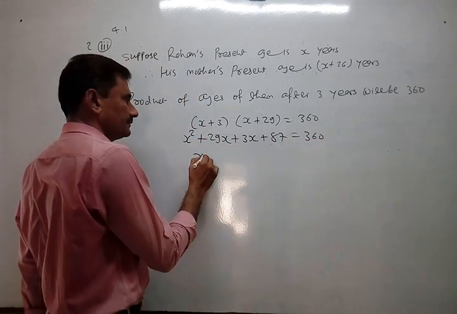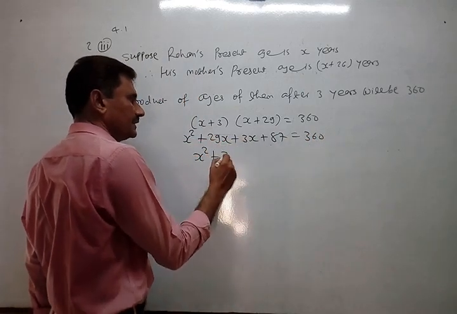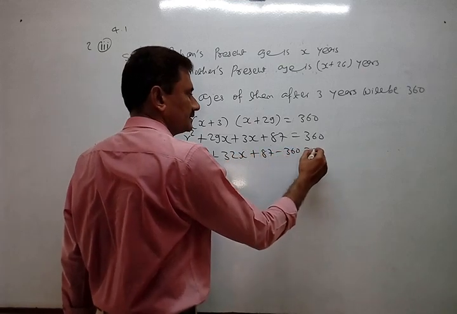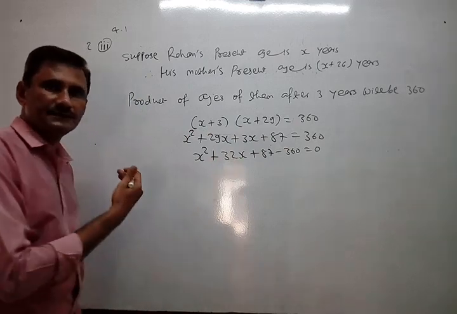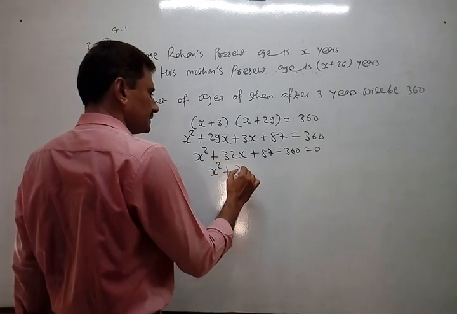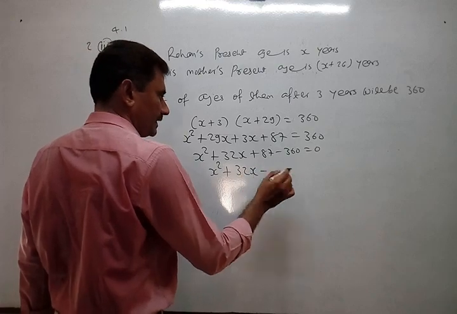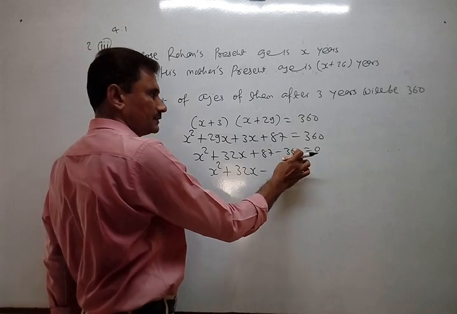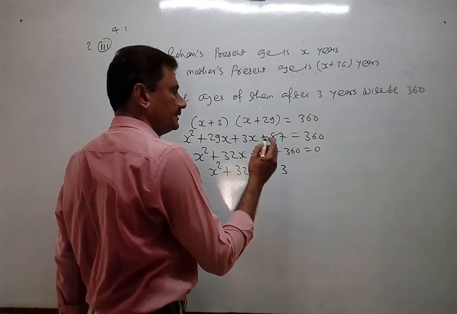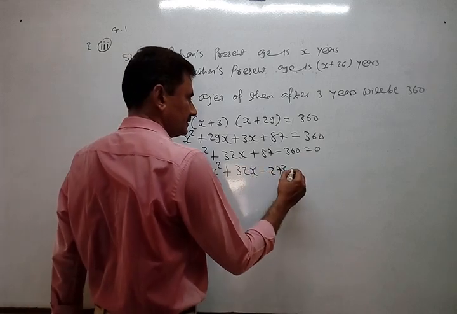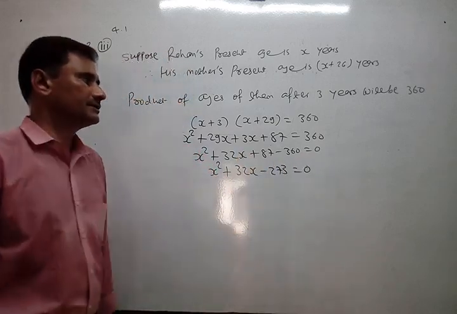Substitute here, so x square plus 32x plus 87 minus 360. Everything should be on the left side. So x square plus 32x, now minus. Opposite sign subtraction, bigger sign. Now 10 minus 7, 3. 35 minus 8, 27. So that is the required equation.